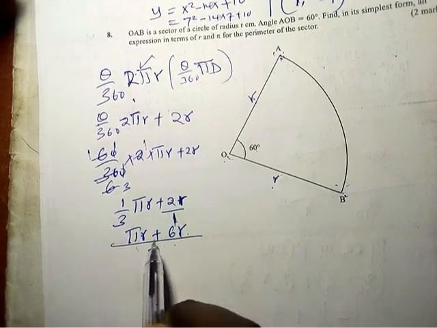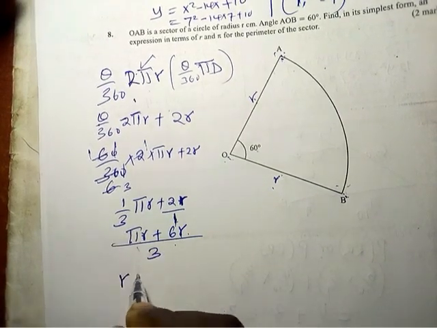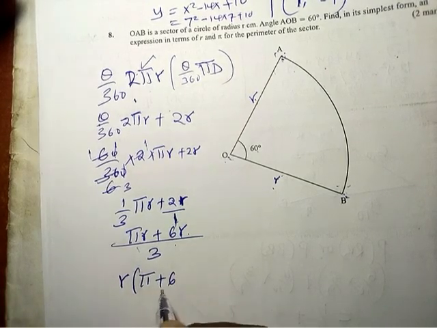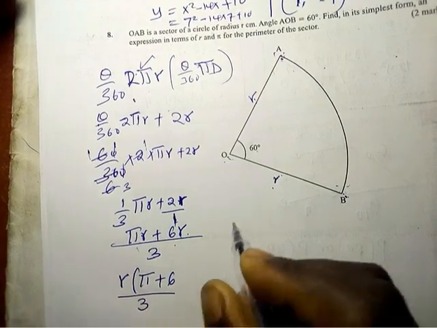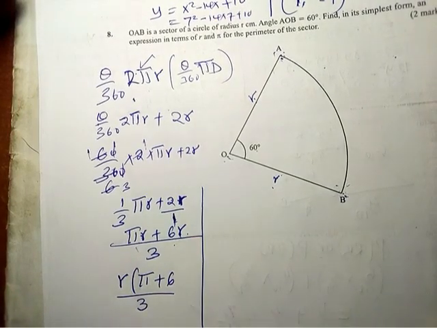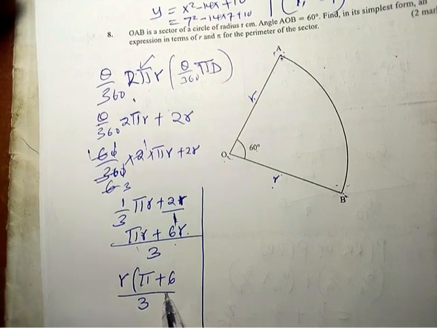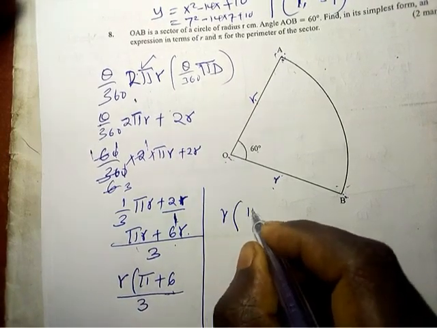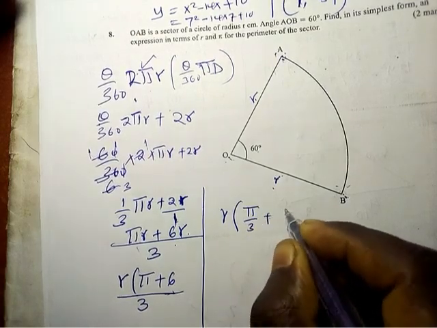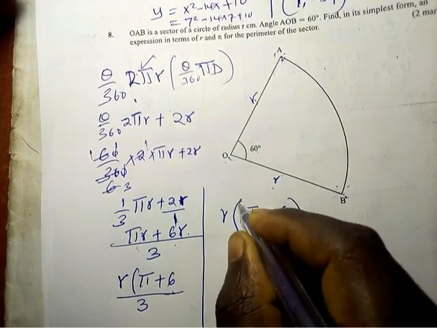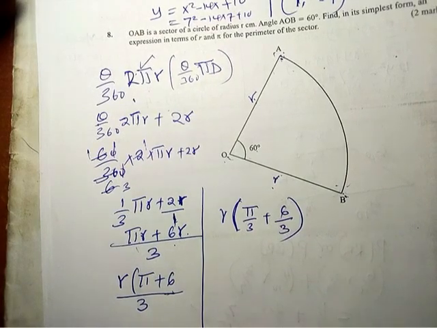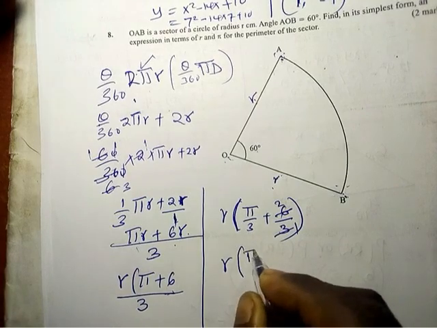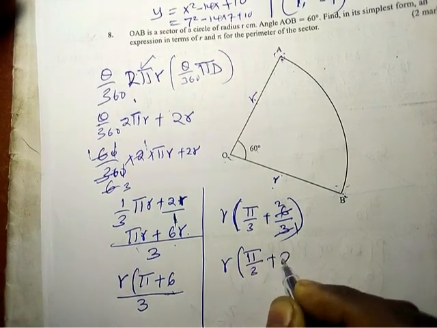Now we have pi r plus 6r over 3. What is common here? r is common. So r into pi plus 6, divided by 3. Next, we can now simplify for each. This means r into pi over 3 plus 6 over 3. This goes one time, and this goes two times. So r into pi over 3 plus 2.